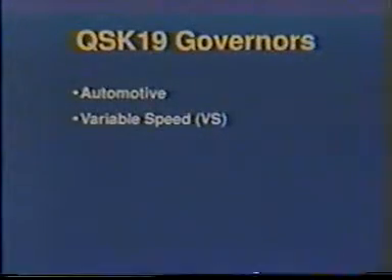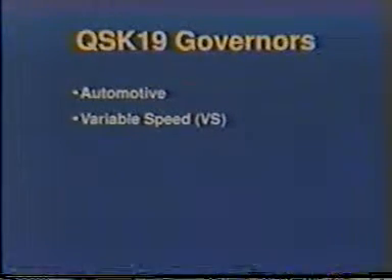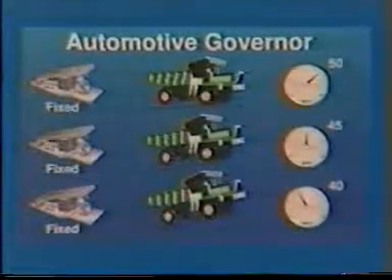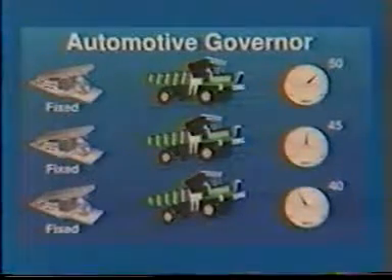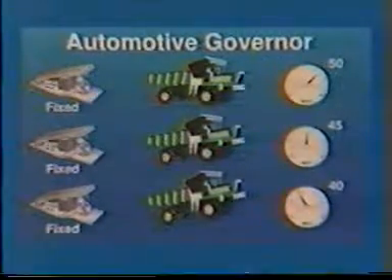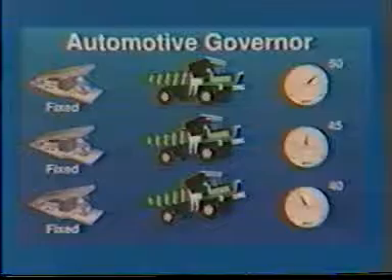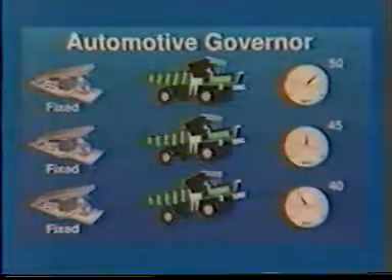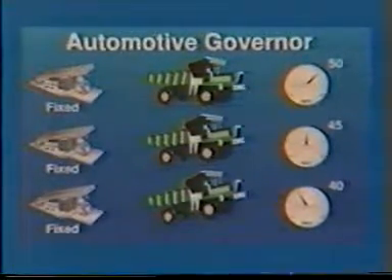The QSK-19 fuel system is capable of providing 2 types of engine governing: automotive type and variable speed, VS, type. Both of the governor types are programmable through calibration. The automotive governor maintains engine speed based on throttle position and engine load. The percent throttle determines the available engine torque. With the throttle in a fixed position, engine speed will drop as the load is increased.